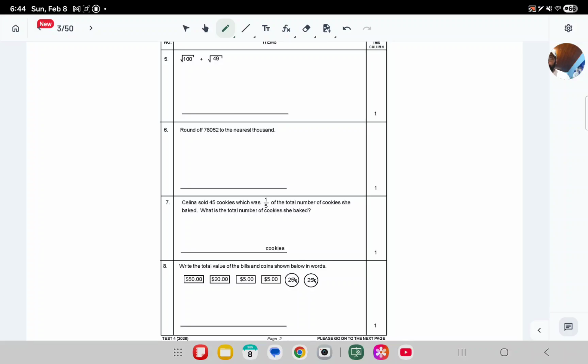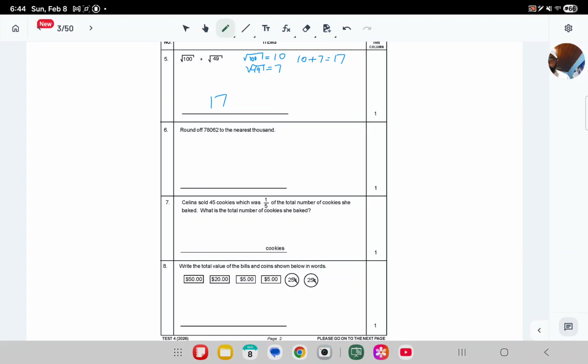Number 5, square root of 100 add the square root of 49. So the square root of 100 is 10, because 10 by 10 is 100. So the square root of 100 is 10. Square root of 49 is 7. Then we add the 2, so 10 add 7, 17.